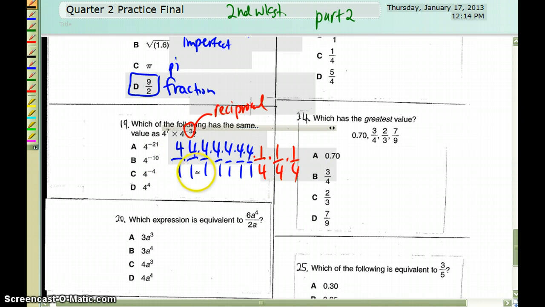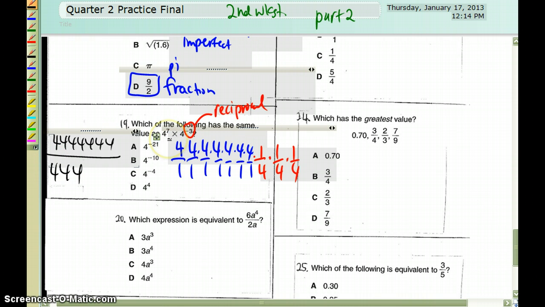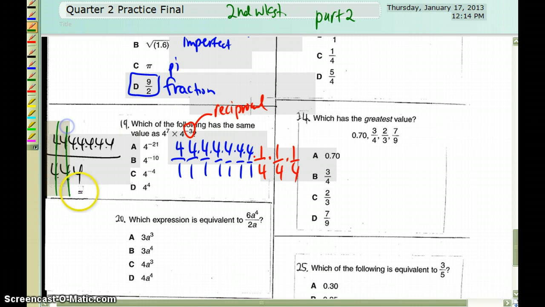So I'm going to write over here 7 fours, and 3 fours in the denominator when I go to write it all out. And these are all being multiplied. Let me put that dot in between. So when I simplify, I can cancel out 1, 2, 3, and what I have left is 4 to the 4th power, giving me the answer D.